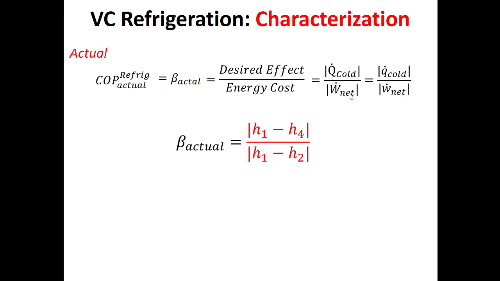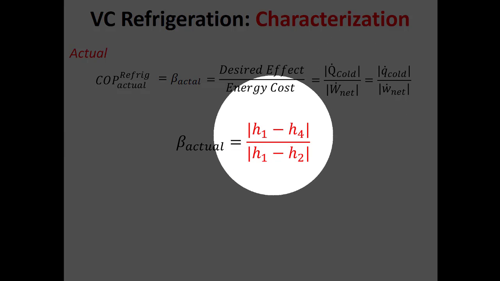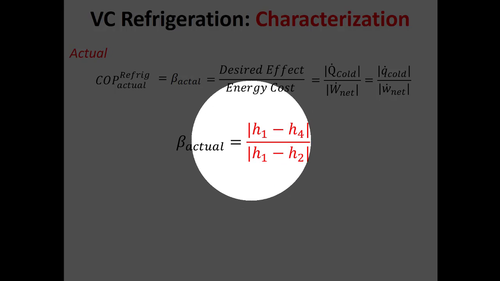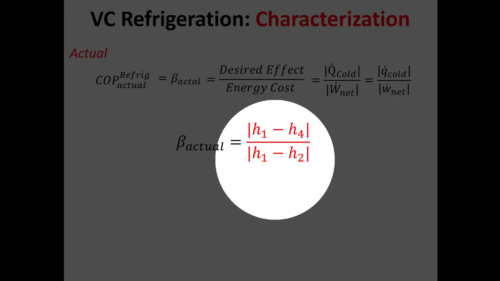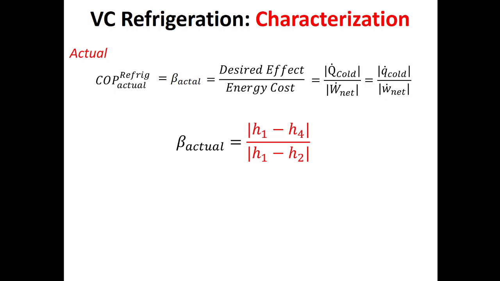For this refrigeration cycle, the Q in the evaporator is going to be H1 minus H4 times M dot, but the M dot is the same in both cases, so we can cancel it out. And then the net power happens across the compressor, which is H1 minus H2.